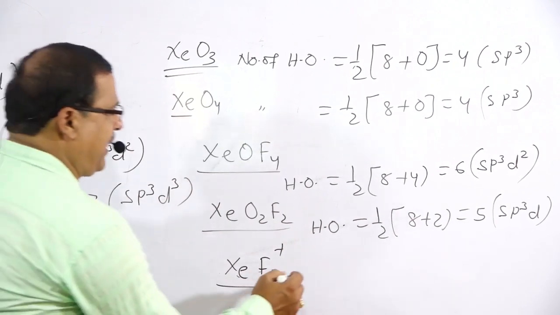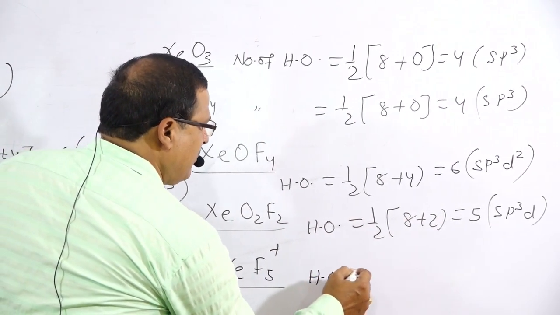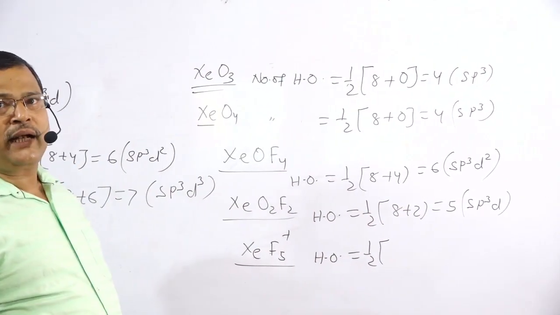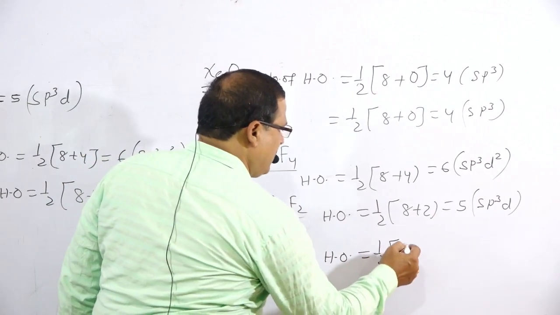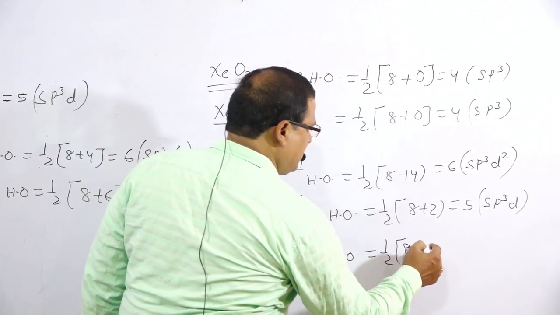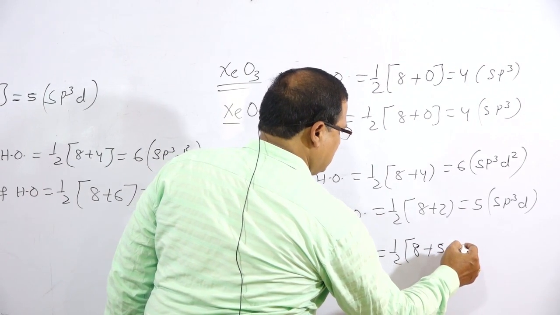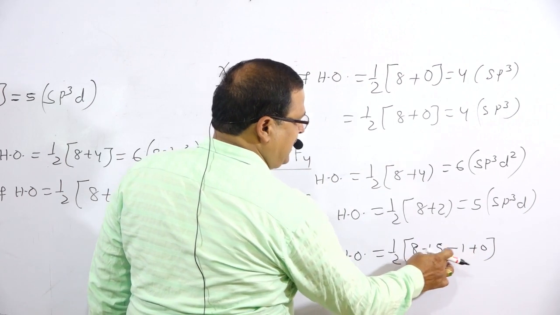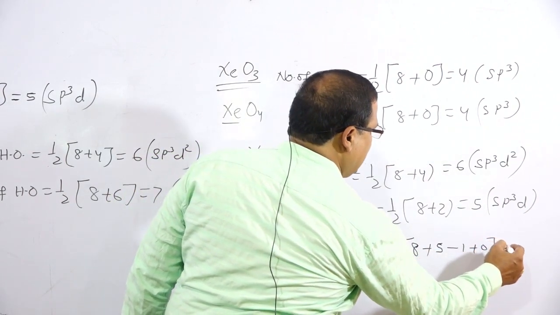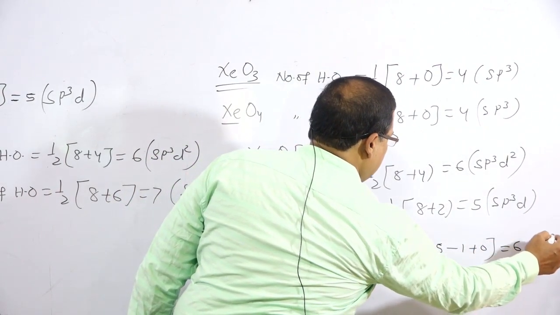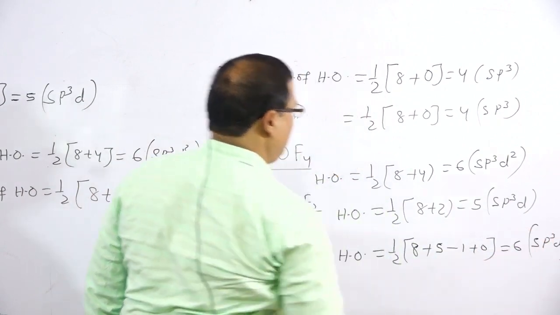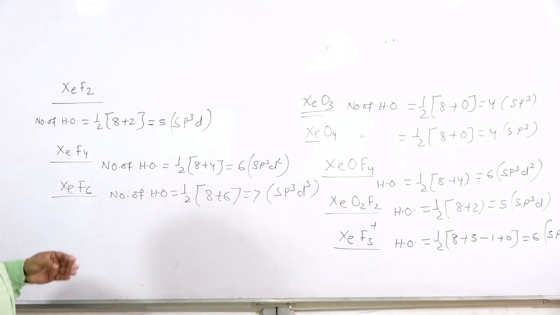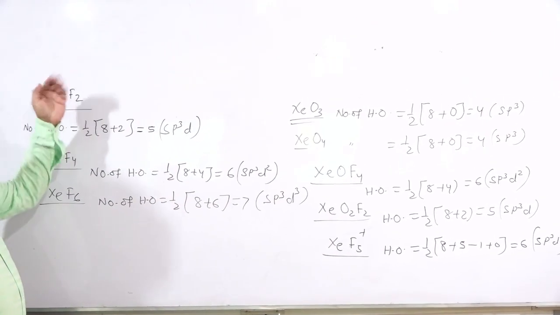XeF5 plus, number of hybrid orbitals, that is half of xenon outermost shell that contains 8 electrons, number of monovalent atoms, that is 5, cation minus 1 plus 0. 8 plus 5, 13 minus 1, that is 12 by 2, that is 6, that is sp3d2. So these are the different hybridizations of the central atom by the application of the formula.